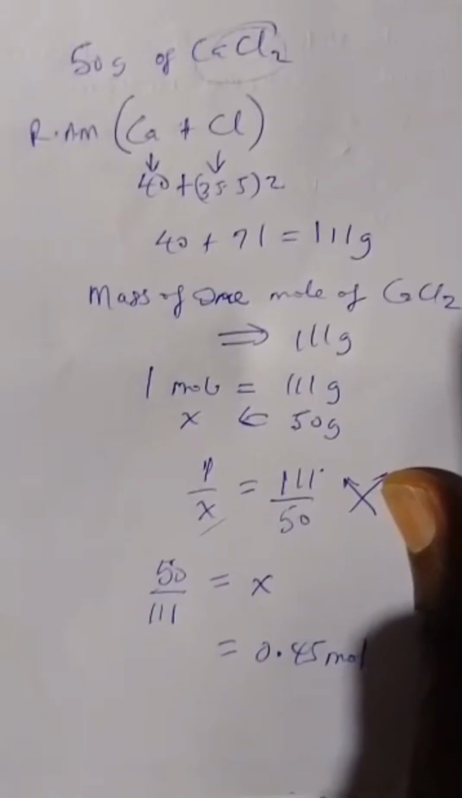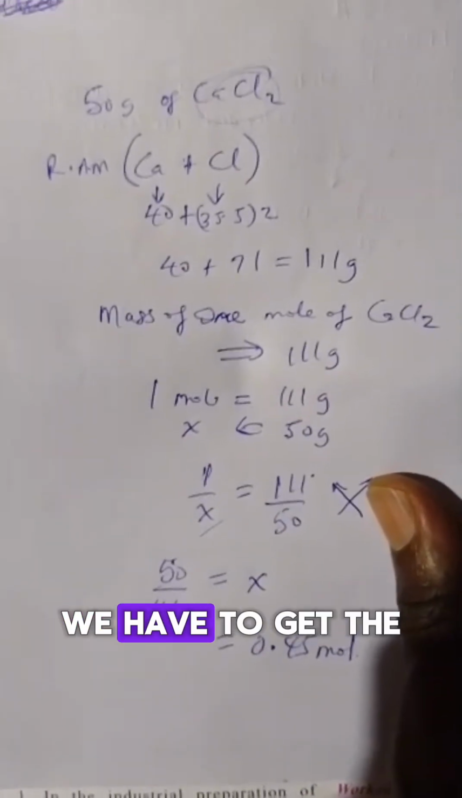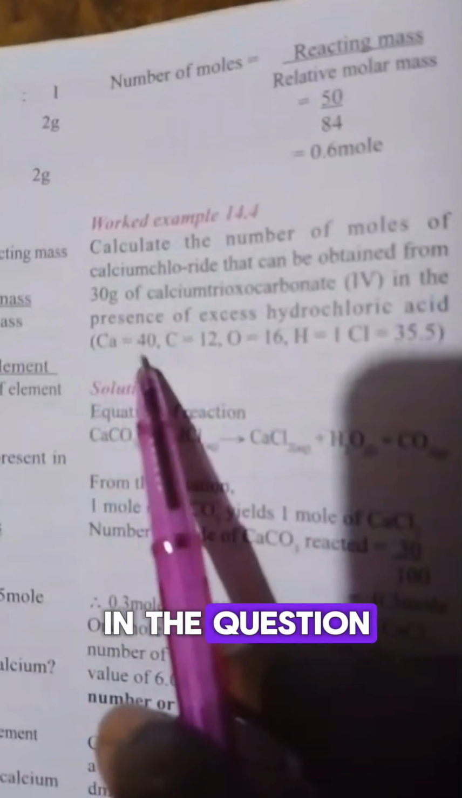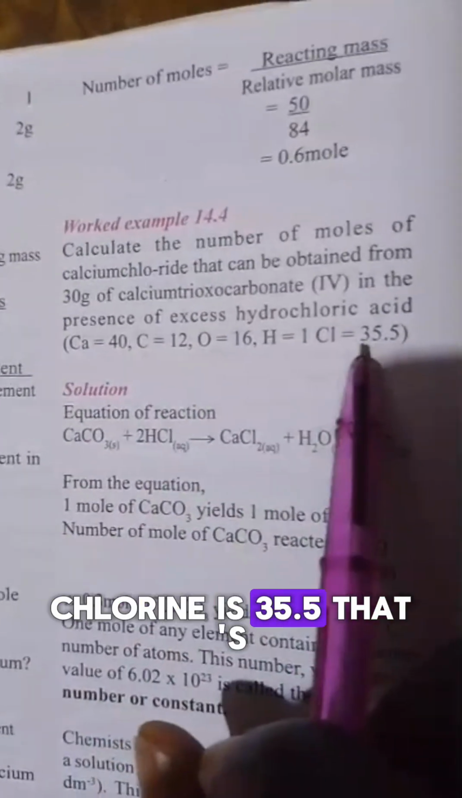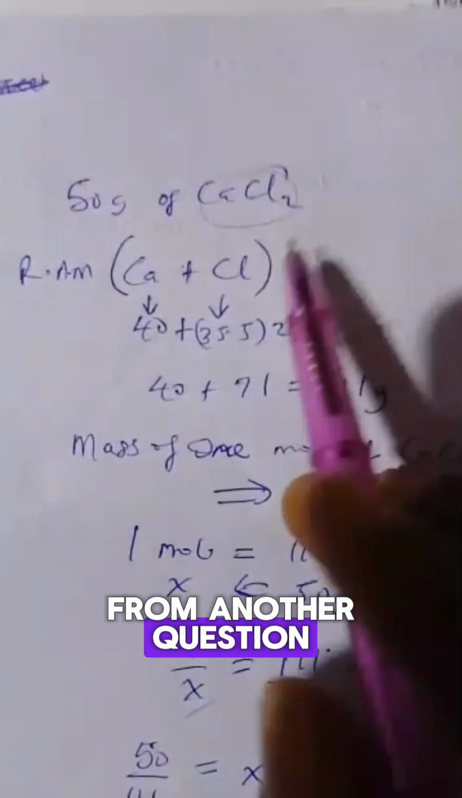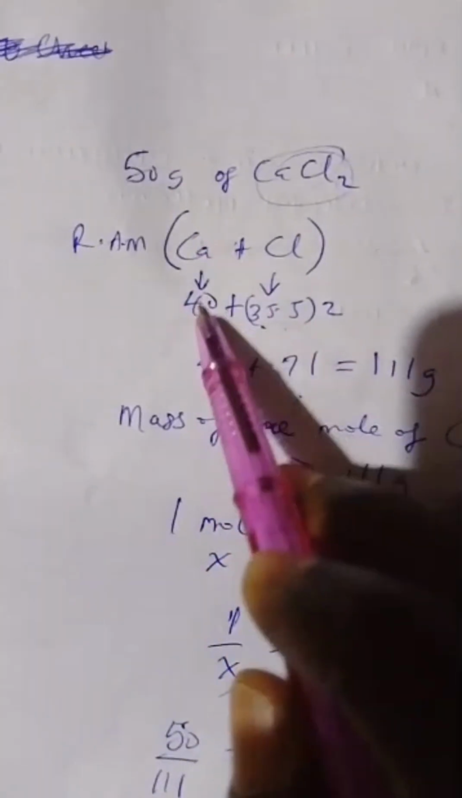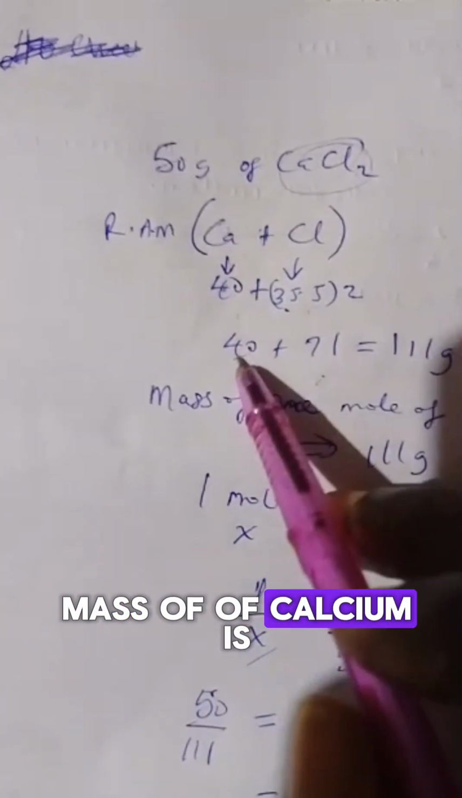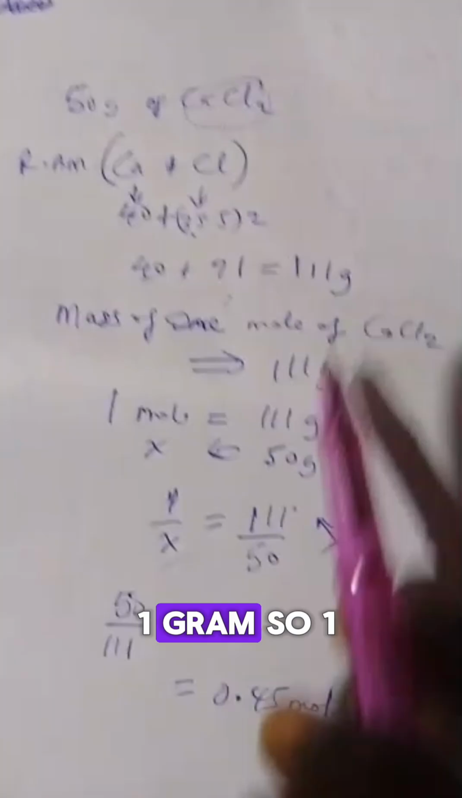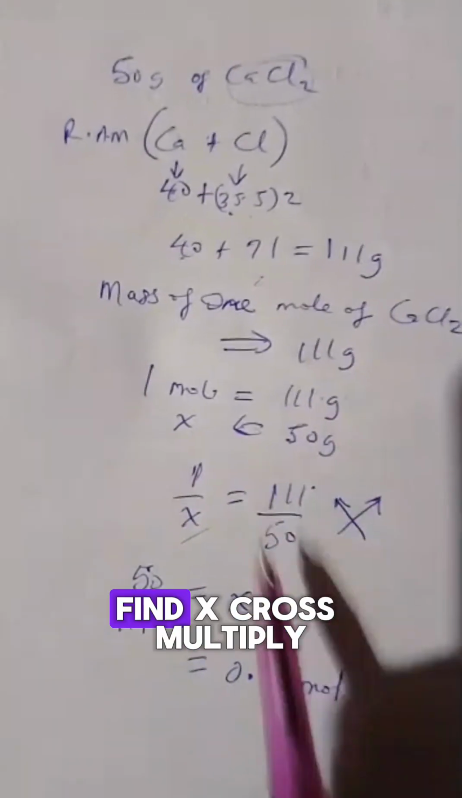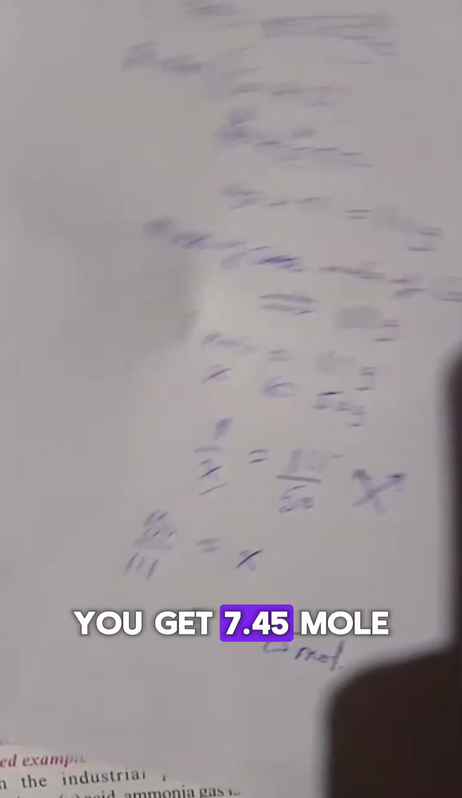Hope that's clear. So just to recap, we have to get the molar mass, that's the mass of 1 mole, by adding up the relative atomic masses, which are usually given in the question. Calcium is 40, chlorine is 35.5. Applying that, 35.5 times 2 atoms gives you 71, plus the relative atomic mass of calcium, 40. We get 111 grams. So 111 grams is equivalent to 1 mole, then 50 grams is equivalent to X. Find X, cross multiply, you get 0.45 mole.